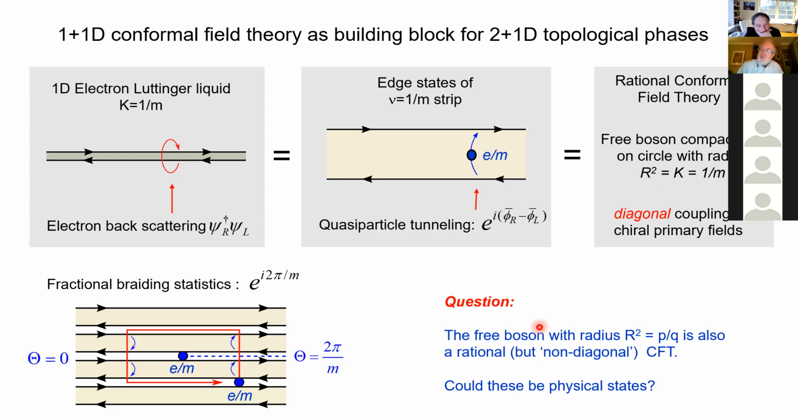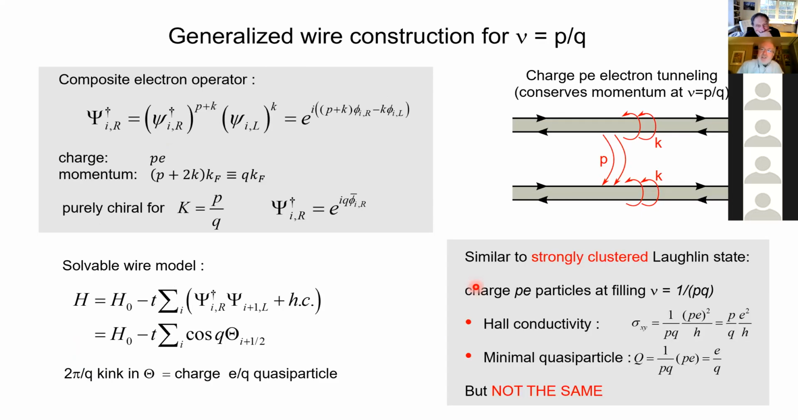Now, if you look up in the big yellow book about this free boson compactified on a circle, you learn that if it's not 1 over an integer, then it's called a non-diagonal conformal field theory. So there's a question: if these are real physical states, what's the meaning of that? I'm going to try to explain that this has something to do with symmetry protected topological order, similar to a weak topological superconductor. Good. It's actually not so hard to generalize this wire construction to a rational value of k.